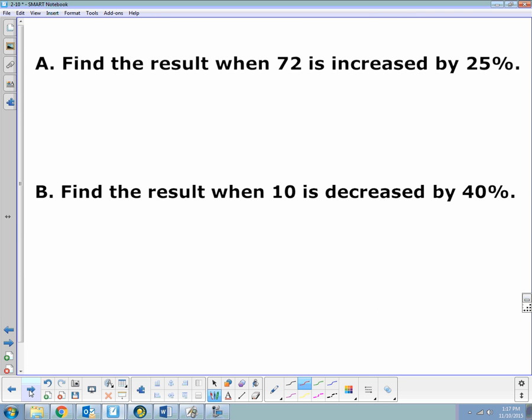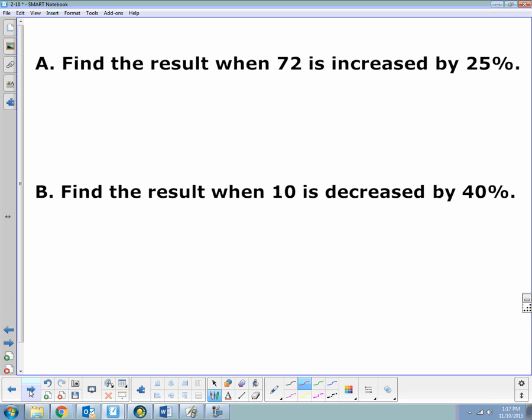Give these two a try. Figure out the result when 72 is increased by 25%. Figure out the result when 10 is decreased by 40%. I'm assuming you paused it. I'm assuming you did it on your own. If you're not using the formula that I have, make sure you're showing the work. Because again, there are always more ways to do these problems than just the one. I'm showing you a formula that works every time, but that's not the only way to do it. And so if you are doing it a different way, make sure you're showing me the work that you're doing.